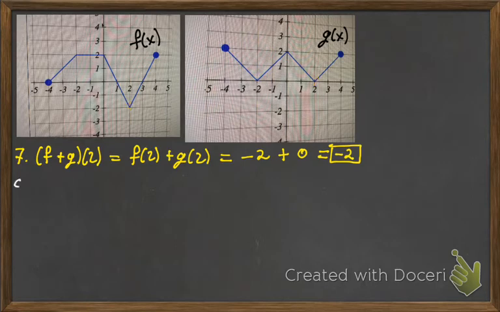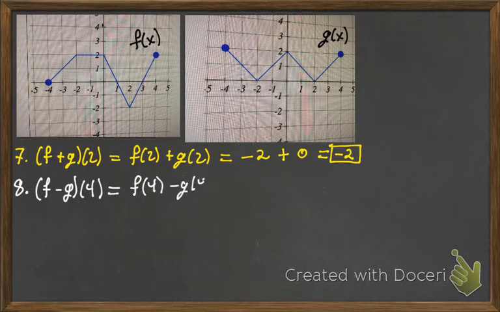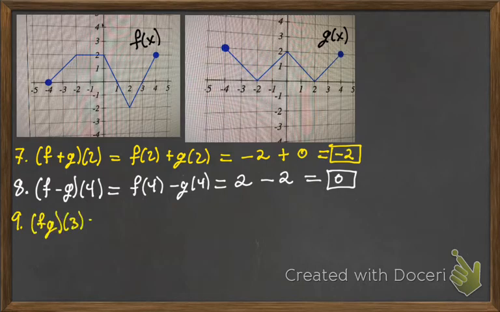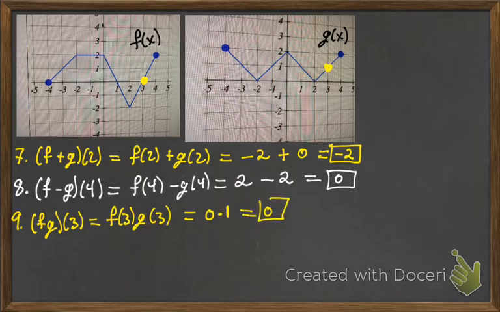Okay. Alright, now if we do F minus G of 4, that is going to be F of 4 minus G of 4. F of 4 is 2 and G of 4 is 2. 2 minus 2 is 0. Okay, how about F times G of 3? So that's going to be F of 3 times G of 3. F of 3 is 0. G of 3 is 1. 0 times 1 is 0.